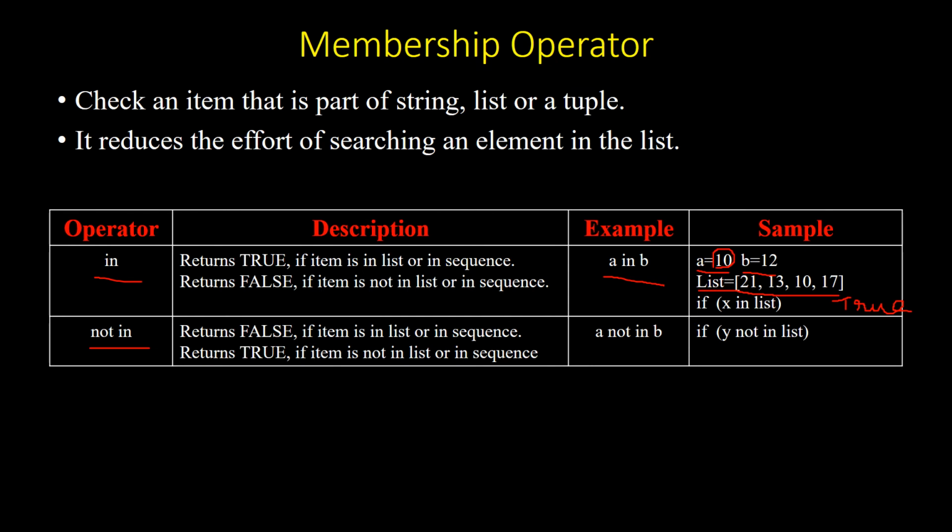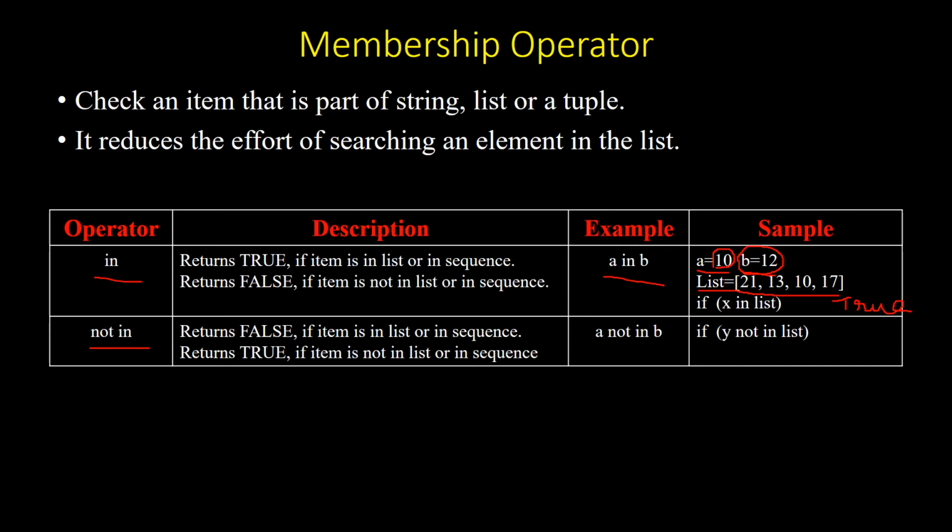The next one is not in. It returns false if the item is in the list. If the item is in the list, it returns false, and it is the opposite of the in operator. It returns true if it is not in the list. A not in B. Suppose Y is not in the list. Here Y is considered as the B value, that is 12. We are going to check whether it is not in the list. Yes, the 12 value is not in the list.